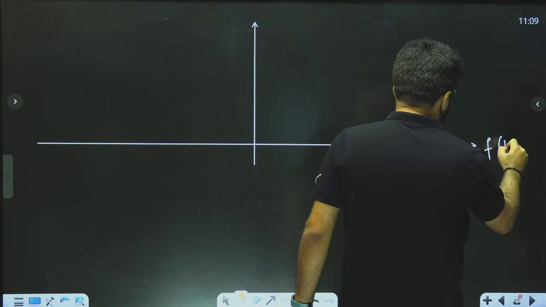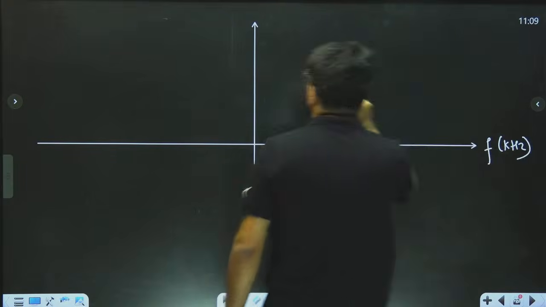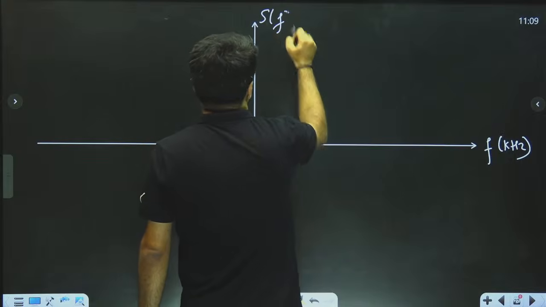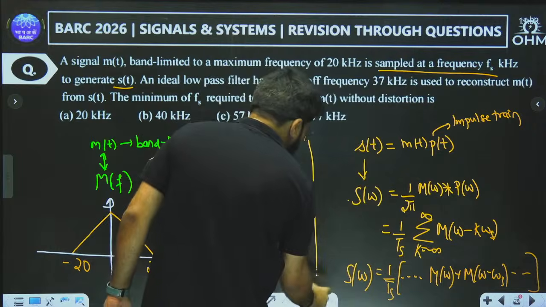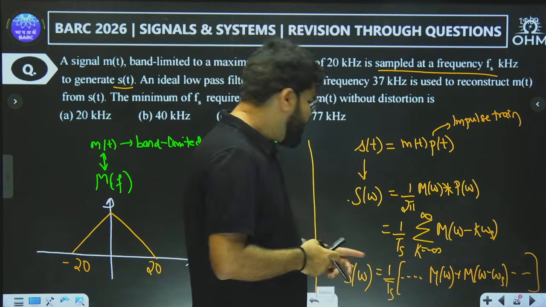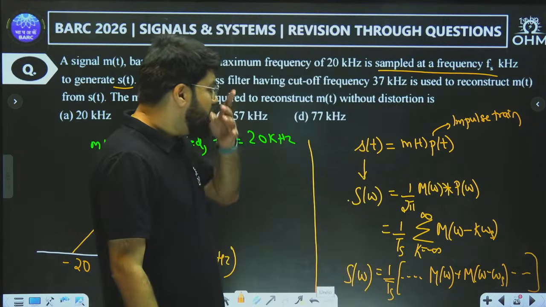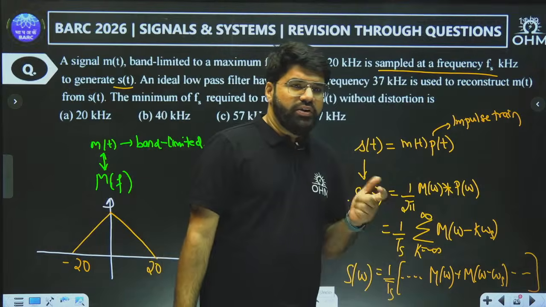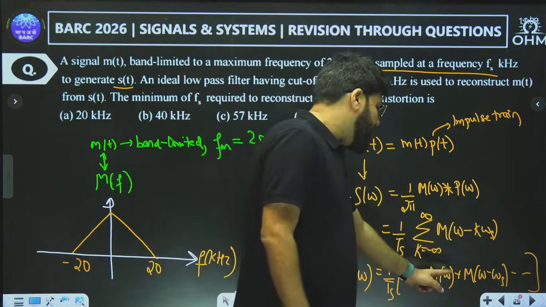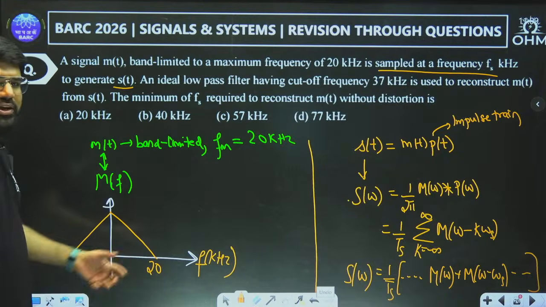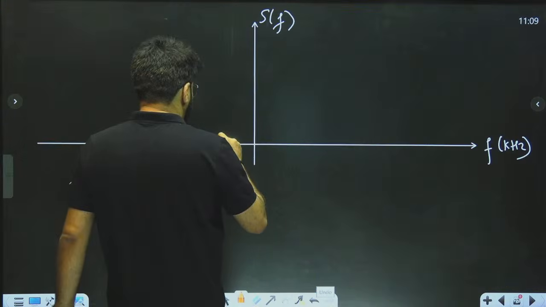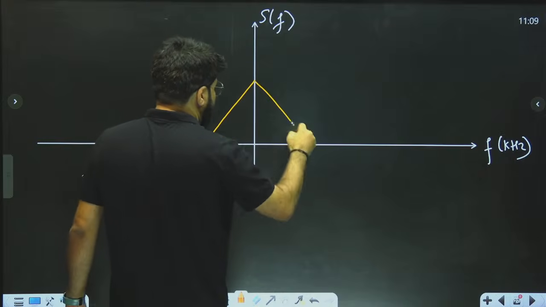Suppose let's take kilohertz and let us draw S(f) here. What does S(f) contain? I have written the formula in omega domain; you can convert to the F domain. What is the intent that you have to understand? Even this magnitude part will not be important, because it is only talking about the filtering and reconstruction part. M(omega) or M(f), what is M(f)? This is one M(f), spectrum from minus 20 to plus 20.